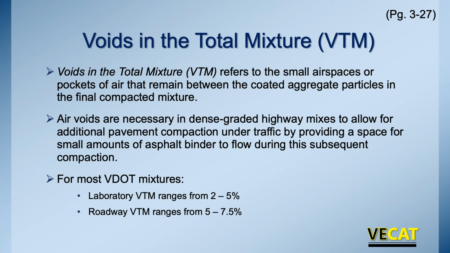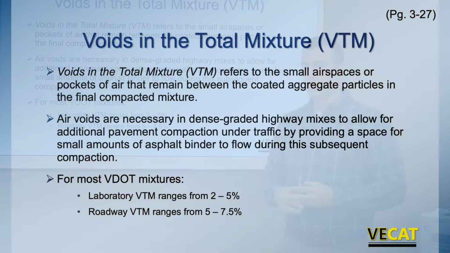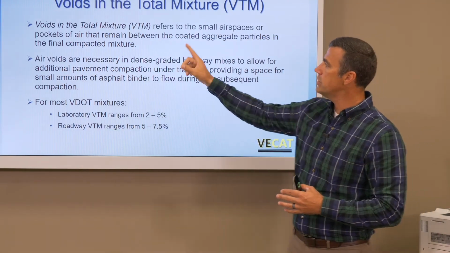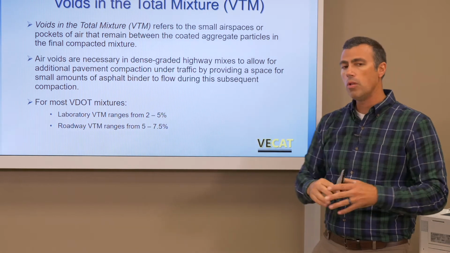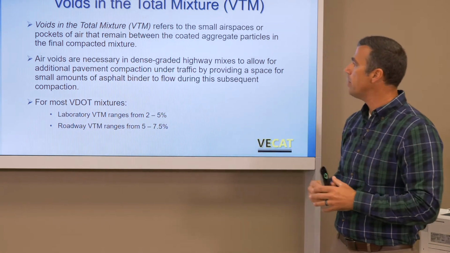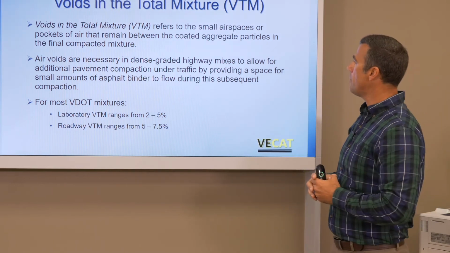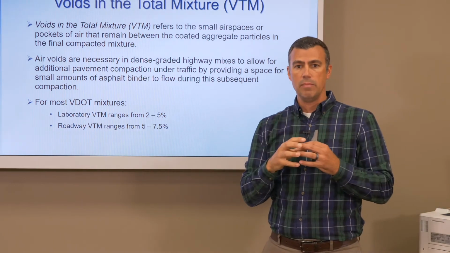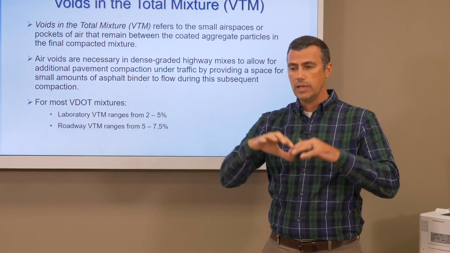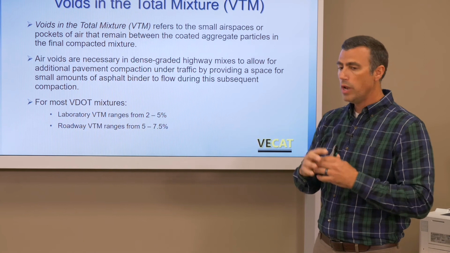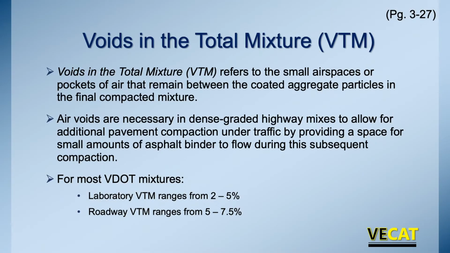That most important one that we talk about a lot, the air voids in the mix. Voids in the total mixture. This was talked about back in chapter 3. But to reiterate or to remind you of what we're looking at, voids in the total mix refers to the small air void spaces, or the small spaces of air that remain between the coated aggregate particles in that final compacted mix. So when it's in its compacted state, it's the air voids in and around those compacted coated aggregate particles.